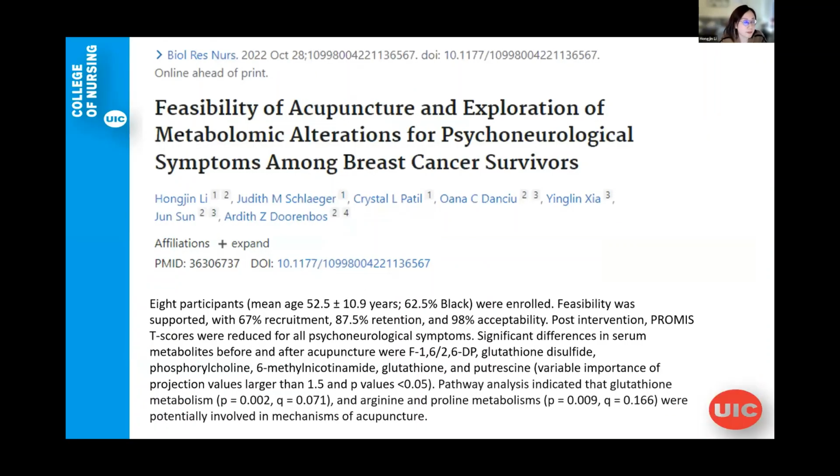We conducted a feasibility study and published the results. What we found first is that it is feasible to conduct acupuncture in women with breast cancer to relieve psychological symptoms. The other thing we found is that it gives some signal about the glutathione pathway. Glutathione is one of the antioxidant pathways that can be influenced by acupuncture.